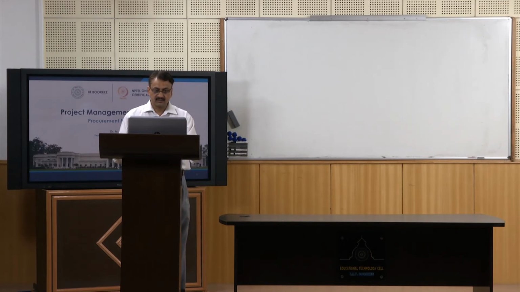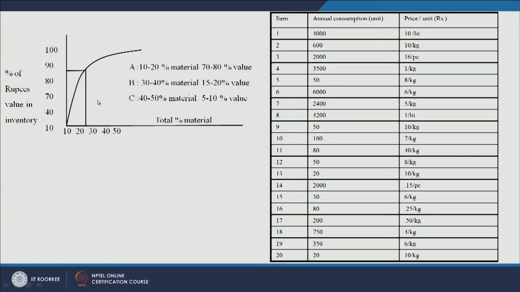And then you can have different categories from this curve. We will have it in the next slide. So, let us look at this example. You have got 20 items. The annual consumption for the first item is 4000, the second item 600 units, similarly for the 19th item 350 units and for the 20th item it is 20 units. So, these are the requirements of these 20 items.